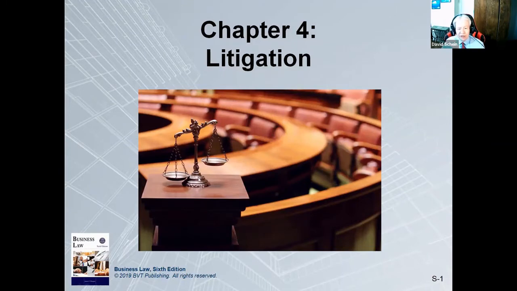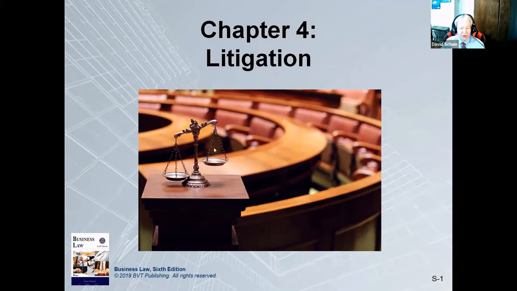This is a pretty good exhibit right here on the home page for Chapter 4. It's a scale. And in administration of justice, this scale shows one side much lower than the other. The idea in the legal system is that the side that has more evidence should be the winning side. This side should be the losing side because they have less evidence or less arguments in their favor. So that's called the scales of justice.